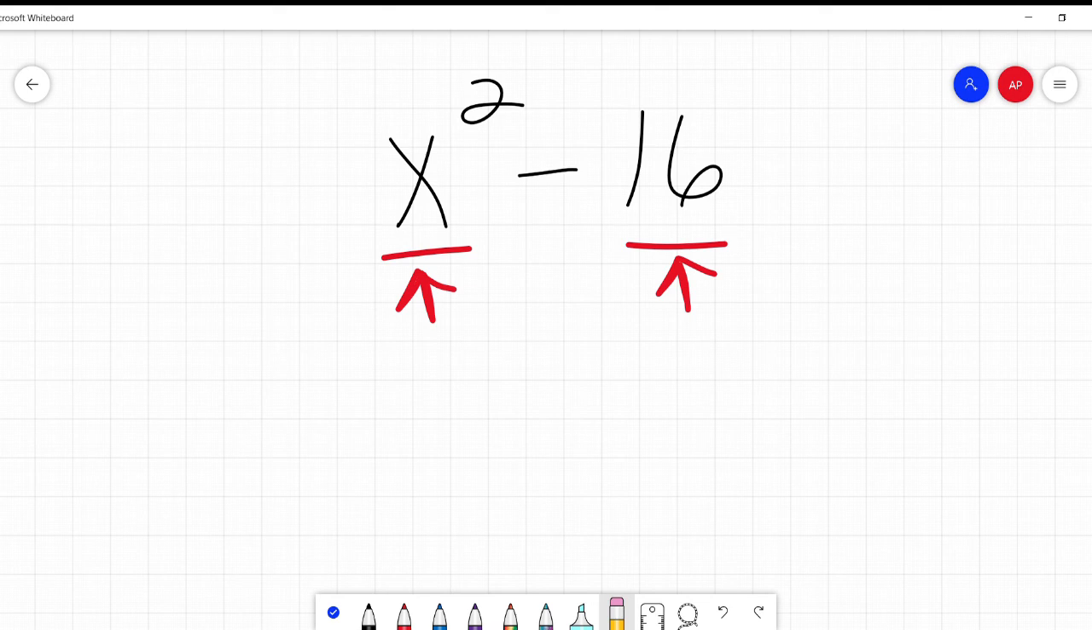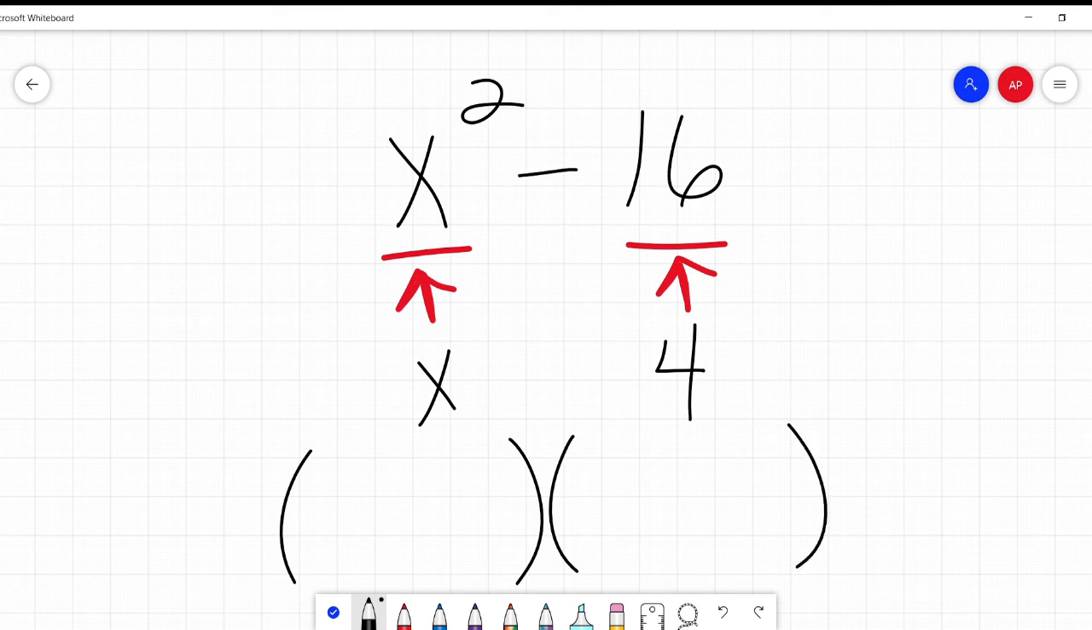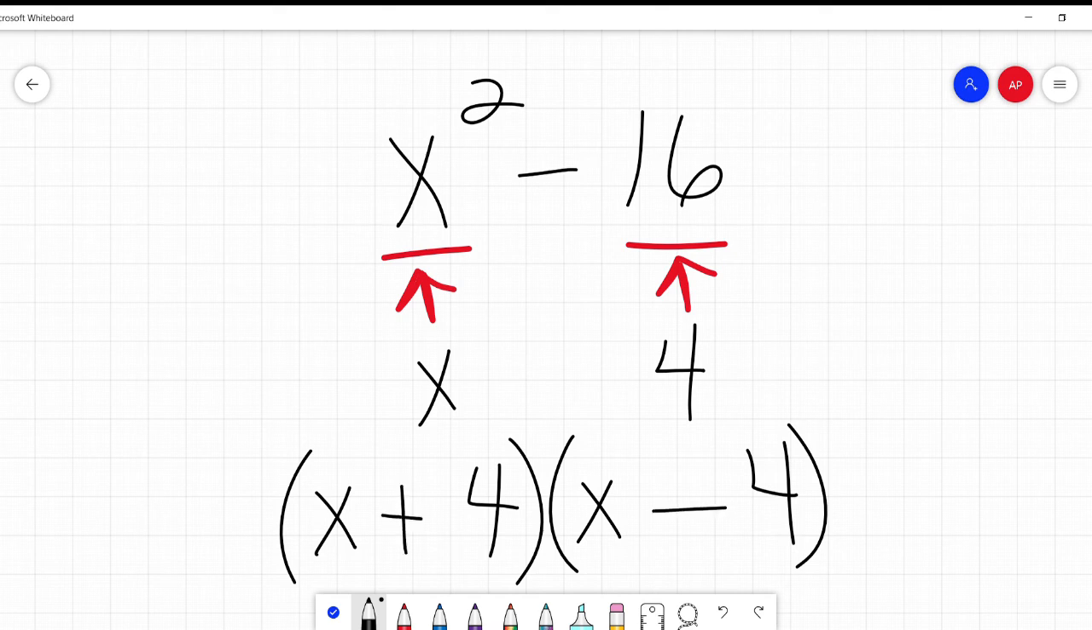Exponent trivia, woohoo! So most common one we come across is x squared. So the square root of x squared is x. The square root of 16 is 4. So the way I would factor this, x and 4 are my two terms inside both parentheses. One is plus, one is minus. And really that's all there is to it.